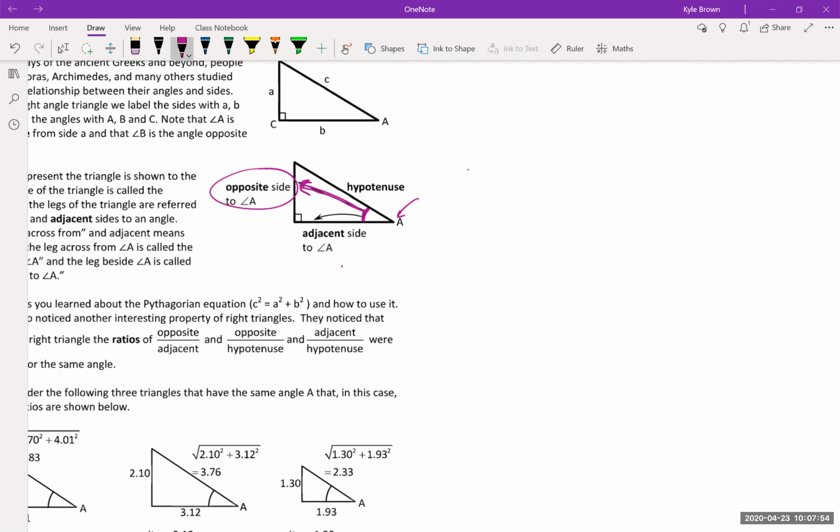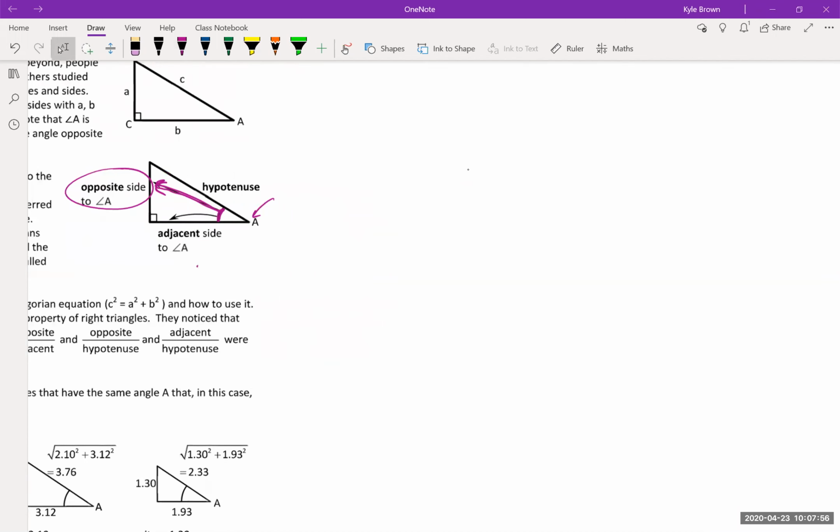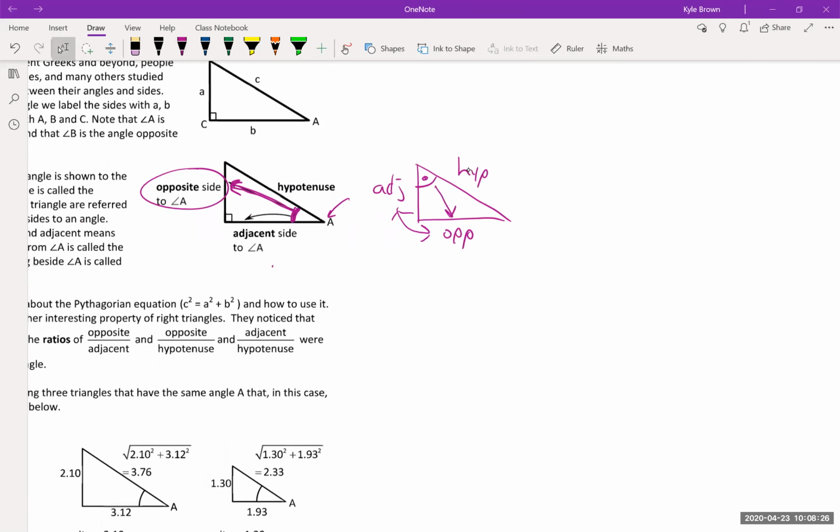Now, I just want you to be careful because this would change, right? If I was looking at the same triangle, let's say it was like that, but now I was looking at this as the angle, well, then that would make this the opposite side and this the adjacent side. And then the hypotenuse is still the hypotenuse. That one's always the same. But these two will switch depending on which angle you're looking at. So if I'm looking at this one, they'd be that way. If I was looking at this angle, they'd be that way. Okay, so just be careful on that when you're labeling these.